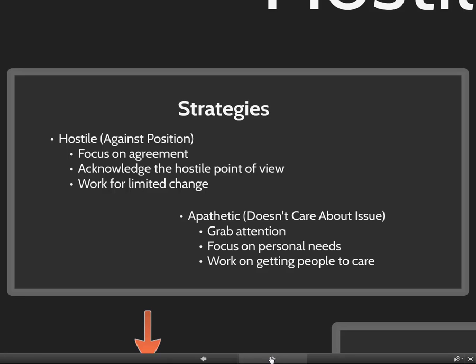The hostile audience is the audience that's against a position, and the apathetic audience is the audience that doesn't really care about the issue. Now, I've seen and encountered both audiences. From my perspective, we tend to fear the hostile audience the most, but the apathetic is the most difficult audience. If you want to see the best example of an apathetic audience, go to any lecture here on ASU campus during the fall or the spring.